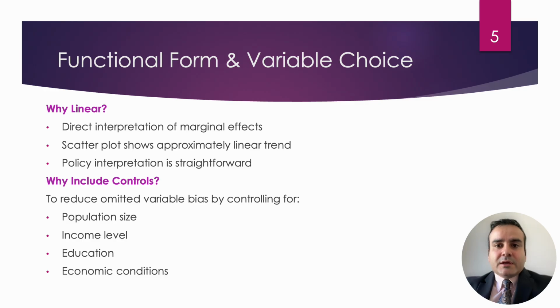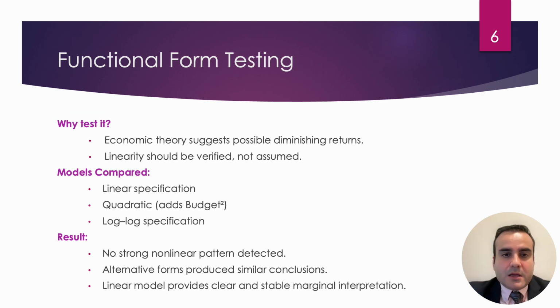Control variables were included to reduce omitted variable bias and ensure that the estimated budget effect is not confounded by demographic or economic differences across regions. Before finalizing the model, I tested whether the relationship between budget and revenue might be nonlinear, such as showing diminishing returns. I compared linear, quadratic, and log specifications, and the results were very similar and no strong curvature appeared in the data.